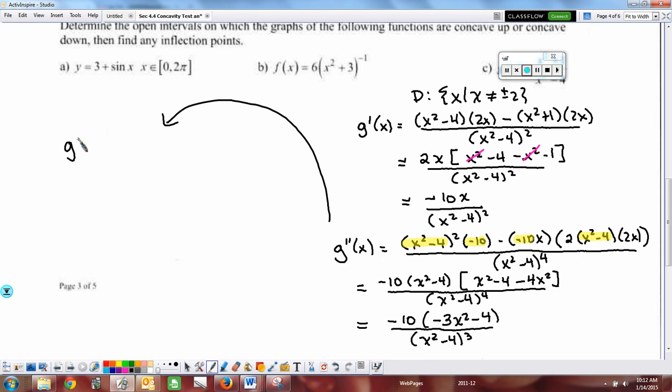So I'm going to set my second derivative equal to 0, and when I set my second derivative equal to 0, this is going to occur when negative 3x squared minus 4 is 0, which would give me x squared equal to negative 4/3. Let's double check.